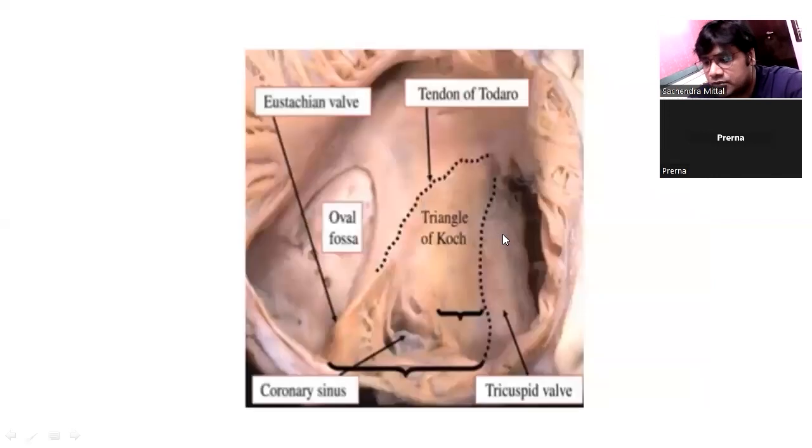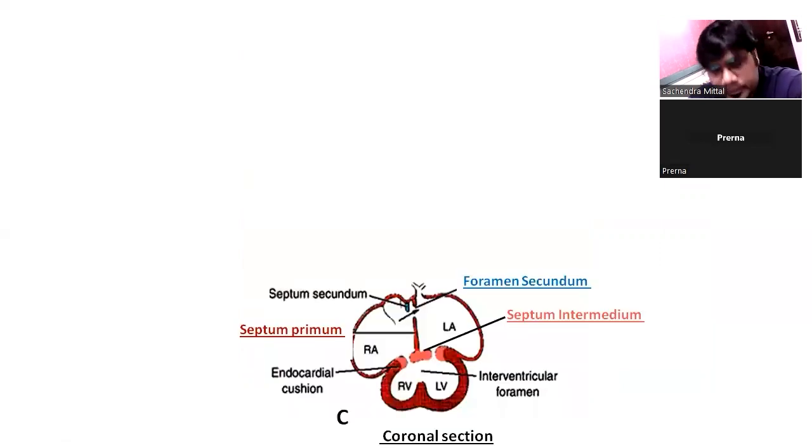This is a very important question, you should know it. Now look at this. This is the triangle of Koch. Anteriorly we have the septal valve. Posteriorly we have the tendon of Todaro, that is the endocardial cushion, and laterally we have the opening of the coronary sinus. So this is the triangle of Koch, and what is the importance of the triangle of Koch? Here we will get the AV node.